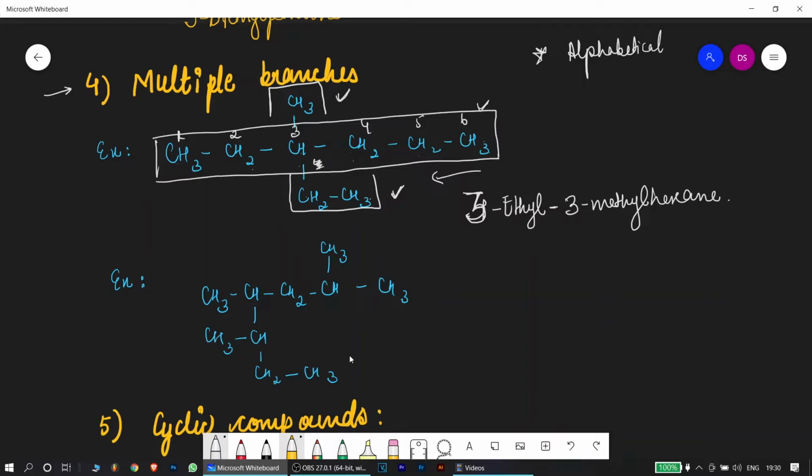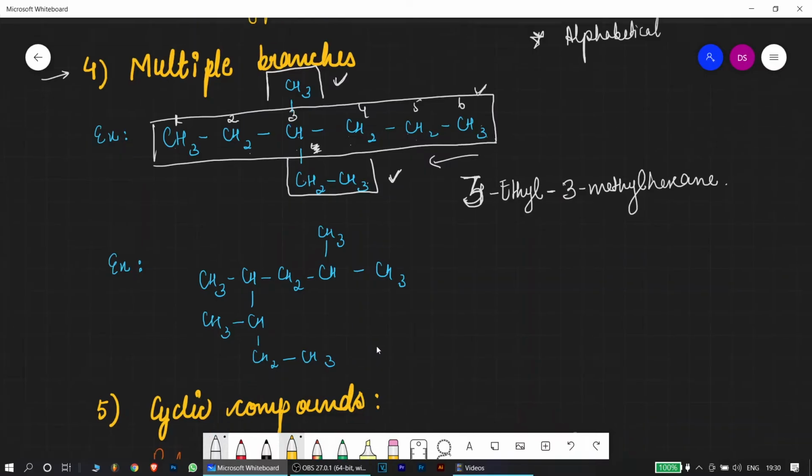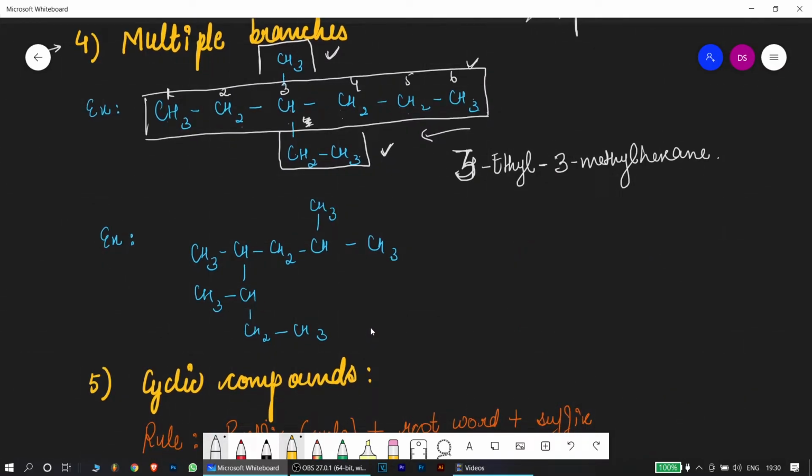Now coming to another example, a little more complicated than the other one. Here, first you have to identify the longest carbon chain, right? So 1, 2, 3, 4, 5, 6, 7. 1, 2, 3, 4, 5, 6. 1, 2, 3, 4, 5, 6, 7. So clearly we can see over here, this is the longest carbon chain.